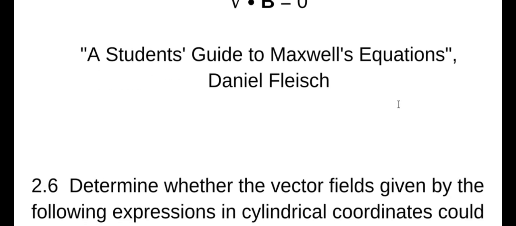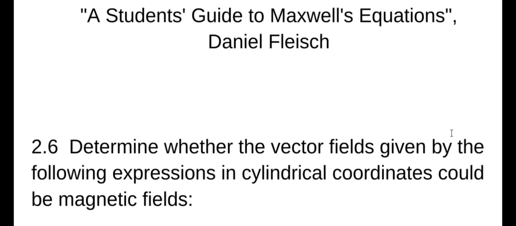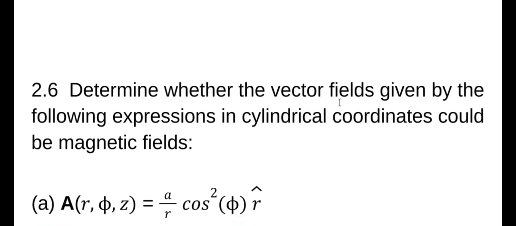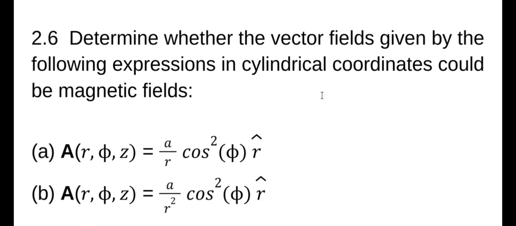Okay, so here's the only problem worth doing. Determine whether the vector fields given by the following expressions in cylindrical coordinates could be magnetic fields. So it gives you these two equations. And that means we need the divergence in cylindrical coordinates, okay?